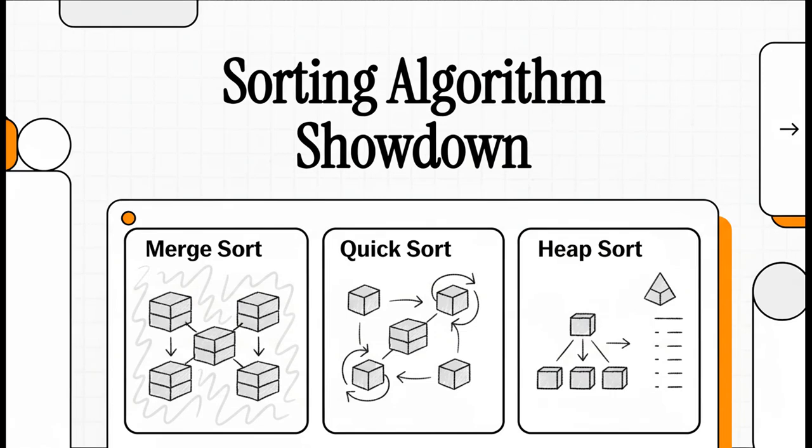All right, welcome to the Explainer. Today we're throwing three absolute titans of computer science into the ring for a showdown: merge sort, quick sort, and heap sort. Now, if you're a developer, you've definitely heard these names. But the real question is, do you actually know which one to bet on when performance really matters?